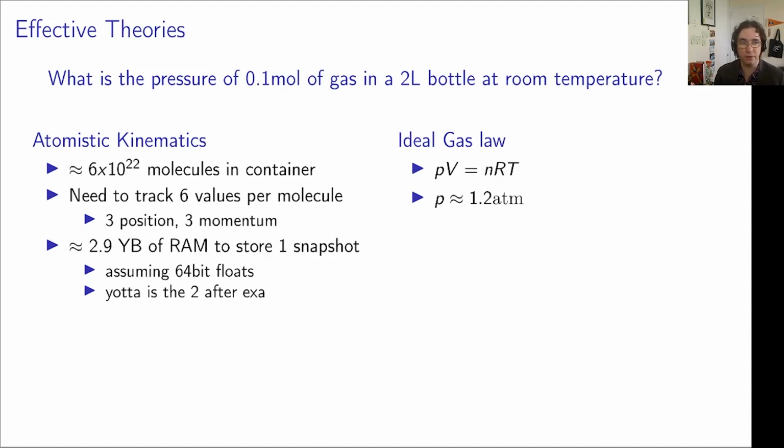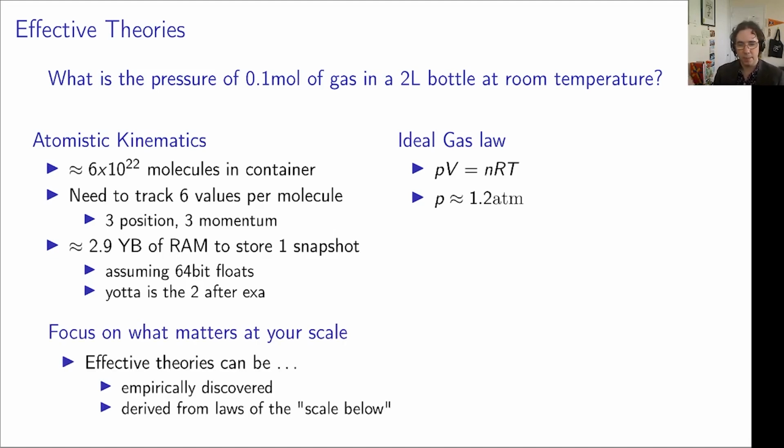gas, which tells us that the pressure times the volume of a gas in a vessel is equal to the number of molecules times the constant R times the temperature in Kelvin, which in this case works out to 1.2 atmospheres. And in this sense, the ideal gas law gives us a tool we can work with that is useful in its own right. We can use it to answer important questions like, is my propane tank strong enough to survive in the desert in the summer without exploding?